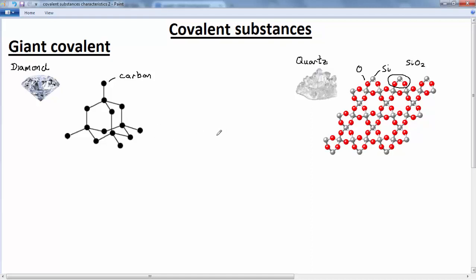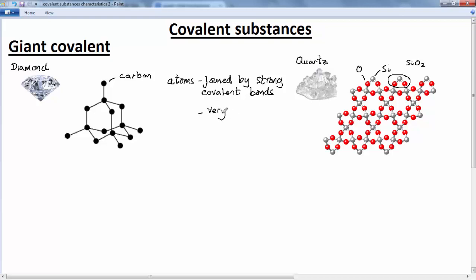Now, these giant covalent structures are similar to the ionic structures that we looked at in a previous lesson, except that they are not made from ions, but they're made from atoms, which are joined together not by ionic bonds, but by strong covalent bonds. So we have atoms which are joined by strong covalent bonds. Now, as a result, these structures have very high melting points.